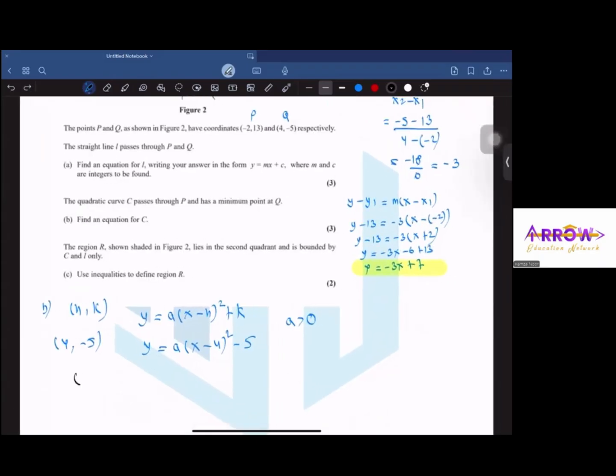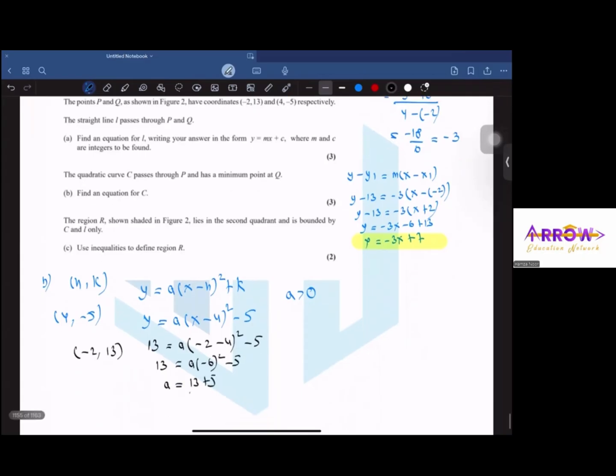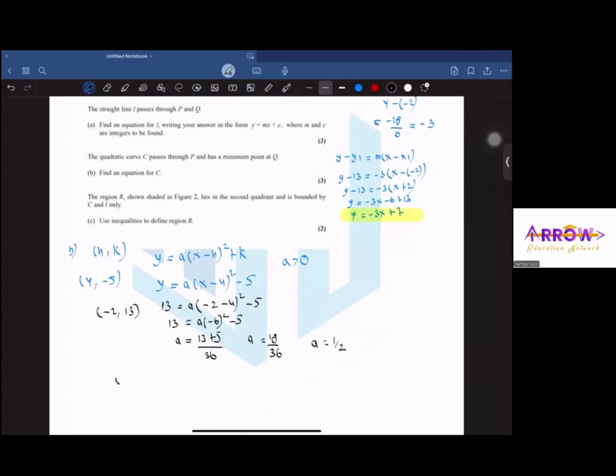So I'm going to substitute this point, minus 2 comma 13, here. So 13 equals a times (minus 2 minus 4) whole squared, and then minus 5. So 13 equals a times (minus 6) whole squared minus 5. So the value of a is (13 plus 5) divided by 36, meaning a equals half. And as we already know that the coefficient of x squared is positive, I can say that the equation of the curve is y equals half multiplied by (x minus 4) whole squared minus 5.